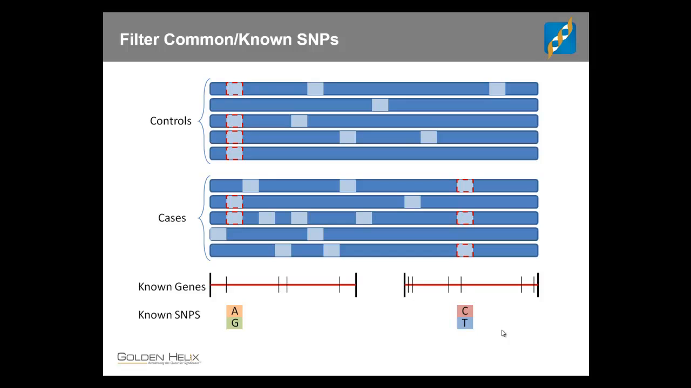So the first step is to remove common and or known SNPs. So you can see that these known SNPs we've highlighted in red, dotted lines, and we're going to remove those from our pool of variants. And after we remove those, you can see that there are no other variants that are at high frequencies that warrant removal for this condition.